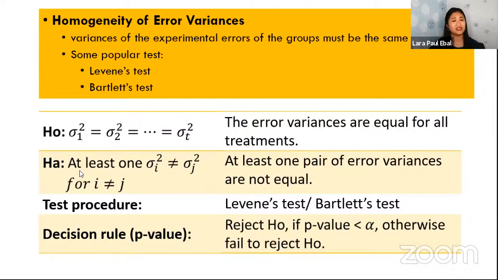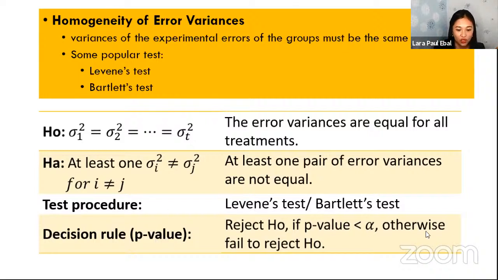Versus the HA, at least one. So kahit isang variance lang ang naiba from the rest. So at least one pair of error variances are not equal. Okay. Then we have this test procedure, Levene's test or Bartlett's test. These are common tests. Okay, you can use R or you can use SAS or you can use Stata to come up with these values.